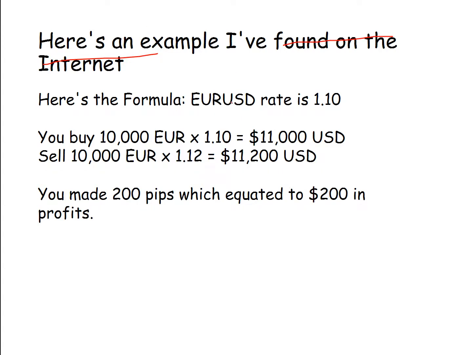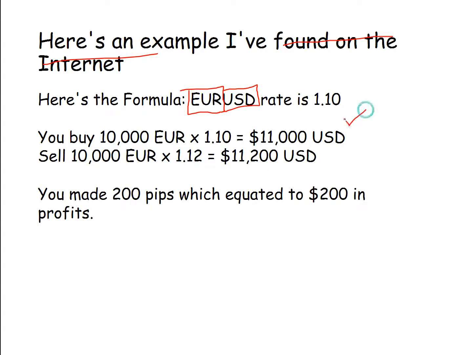So here's your formula. The Euro USD rate is 1.10. That means that the euro is worth 1.10 US dollars. Okay? So you buy 10,000 euros at 1.10, which is equivalent to 11,000 US dollars in your account. Okay? You sell 10,000 euros at 1.12. That's when you get out of the market. You make $11,200, okay?